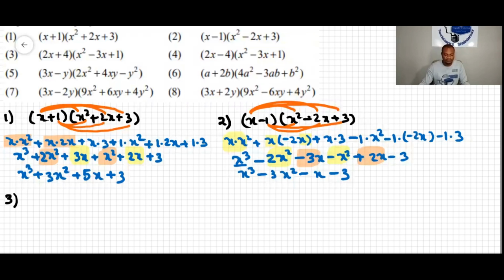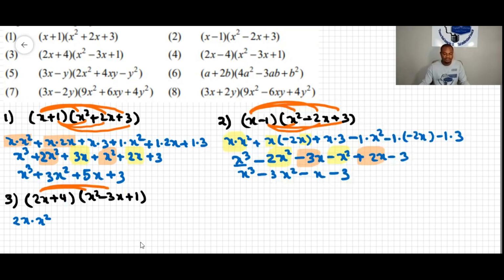Question 3. That's 2x plus 4, and then x squared minus 3x plus 1. Now, we are going to do the same thing. We're going to do 2x times x squared. So 2x times x squared, this will become 2x times x squared. And then we do 2x times negative 3x.